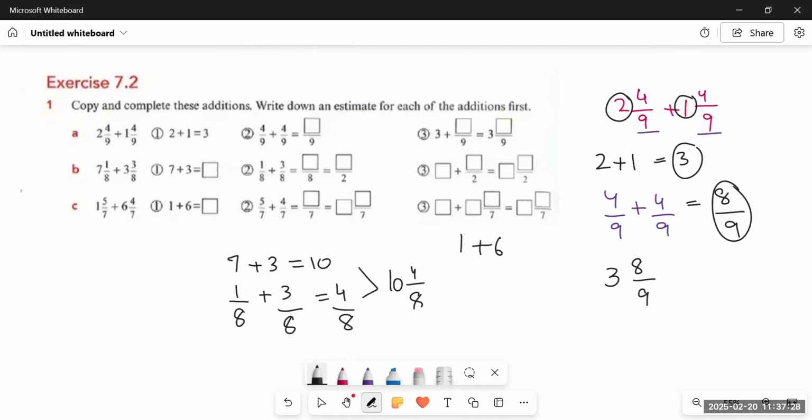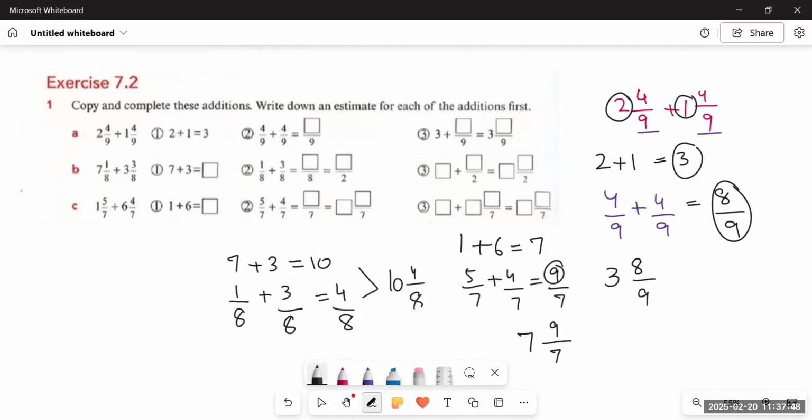So we will add 1 and 6, which will give us a total of 7. Then we have 5 upon 7 and 4 upon 7. We will do it separately and it will give us a total of 9 upon 7. But here, since the numerator is greater than the denominator, we cannot keep it like this, 7 whole 9 upon 7.